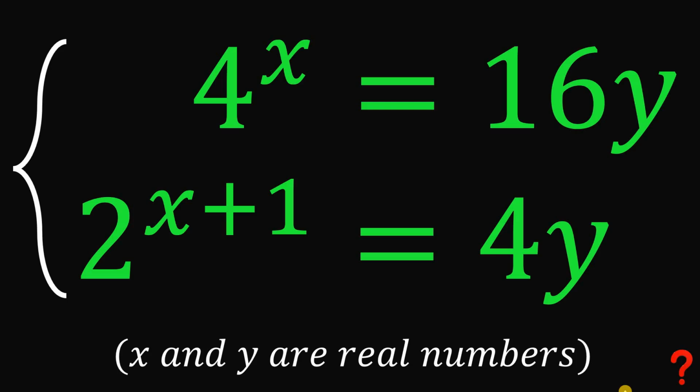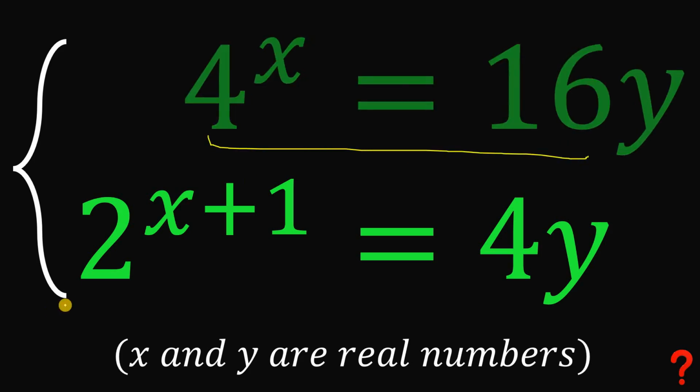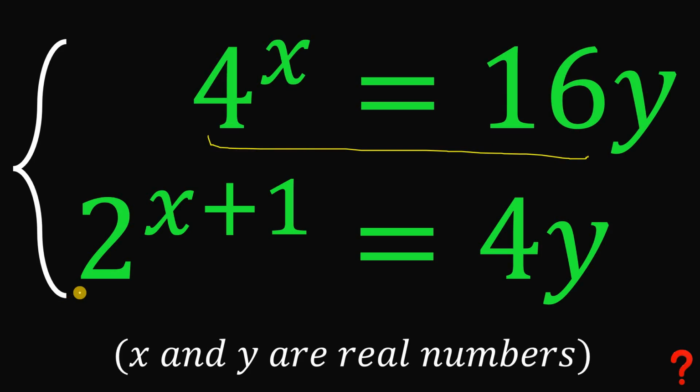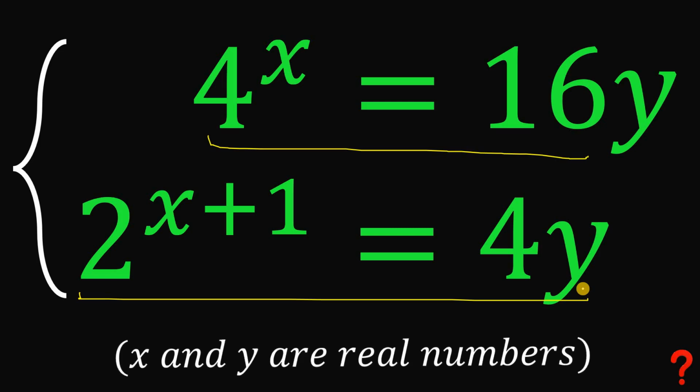For today's video, we will answer a math challenge given by one of our followers. And the question goes like this. Given these two equations, 4 raised to the power of x equals 16y, and 2 raised to the power of x plus 1 equals 4y, our goal is to solve for the values of x and y, wherein x and y are both real numbers.